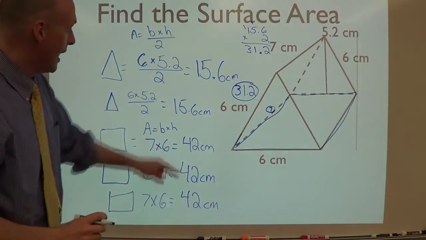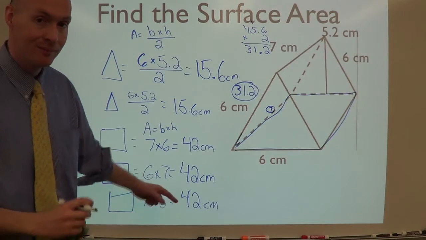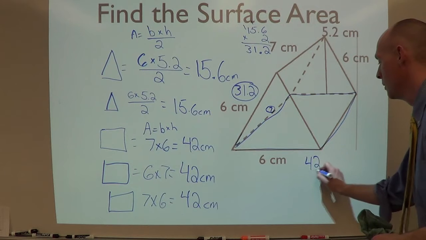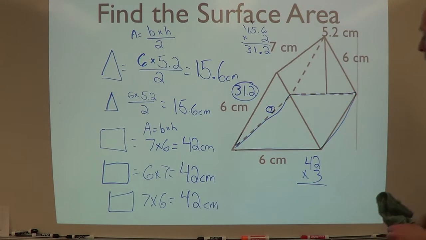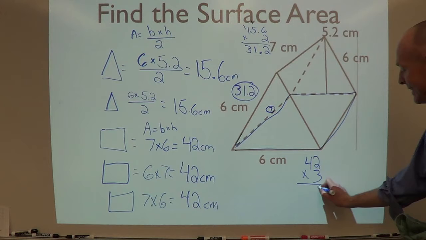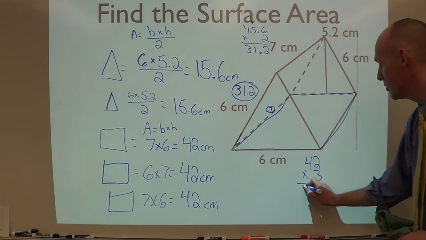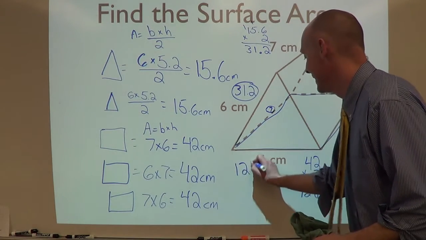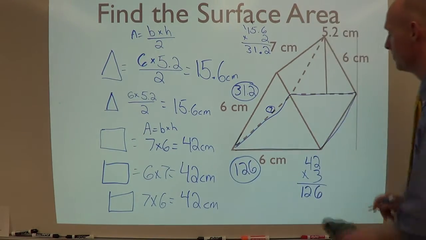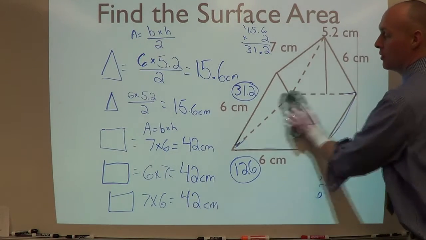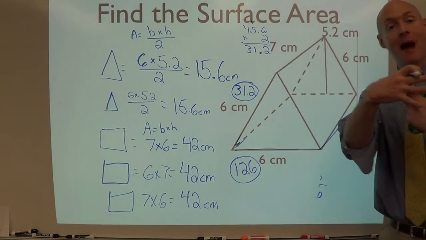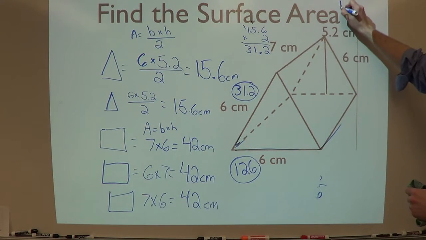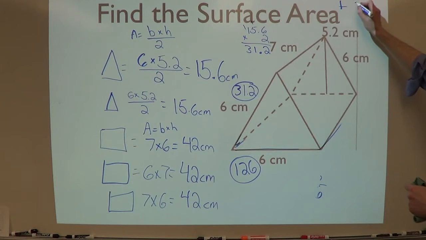Now for my rectangles, I have 42, 42, 42. 42 times 3. 3 times 2 is 6. 3 times 4 is 12. So I know it's going to be 126 for my 3 rectangles. And what do we have to do to those two numbers? You guessed it. We have to combine them. Let's add them. So I have 126 plus 31.2.